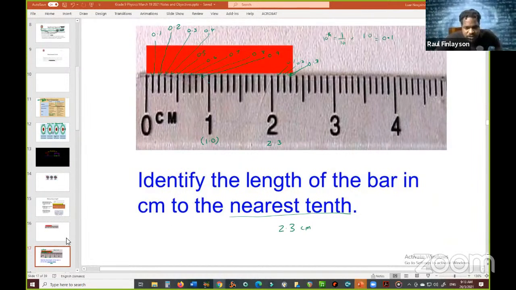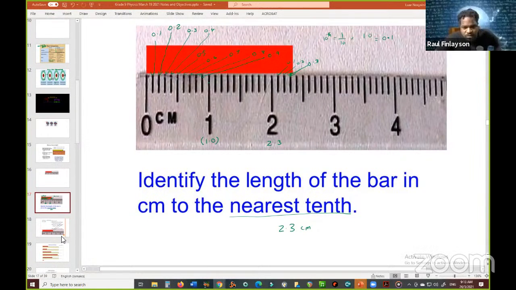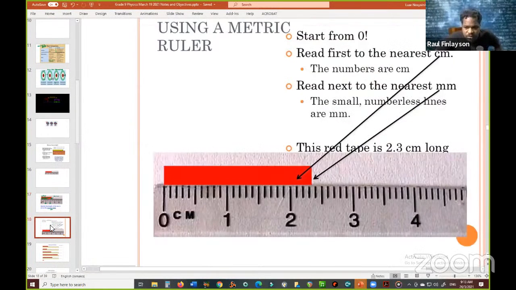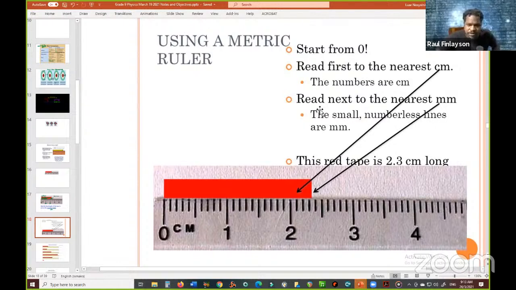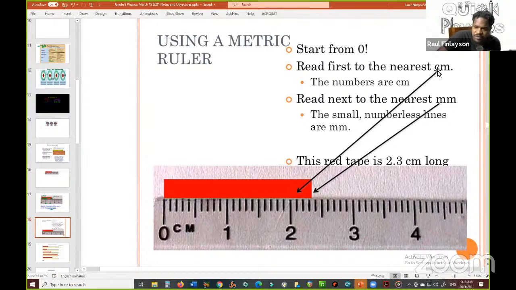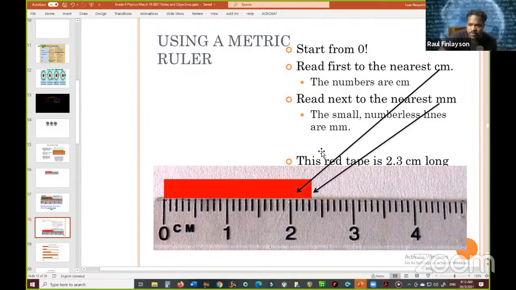All right, so with that knowledge now, guys, let's go on over. Again, here are the rules, here is the summary of it. Start from 0, read the first to the nearest centimeter, and of course start from 0, and they go 0, 1, 2. You got the 1 there and 2. That's where the arrow points to.